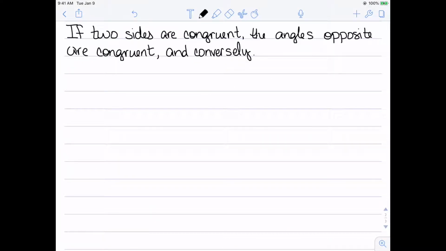We're now going to look at the isosceles triangle theorem that says if two sides are congruent, the angles opposite are congruent, and conversely. So if we know the two sides are congruent, then those opposite angles are congruent, and if those angles are congruent, then the sides are also congruent.